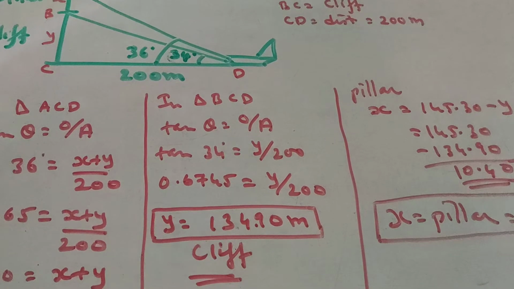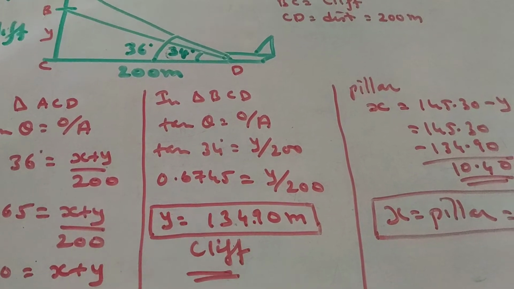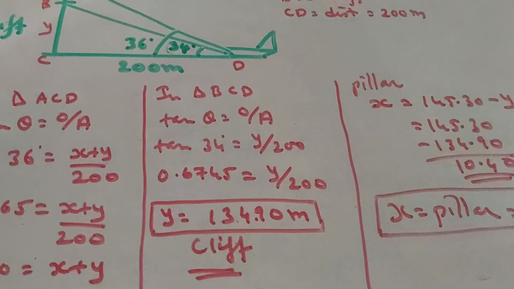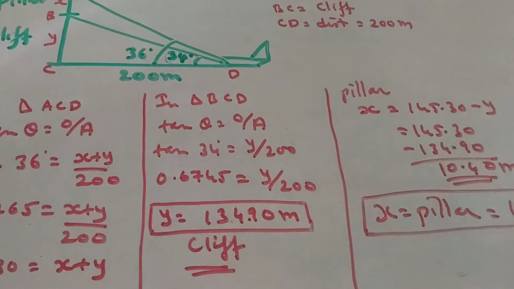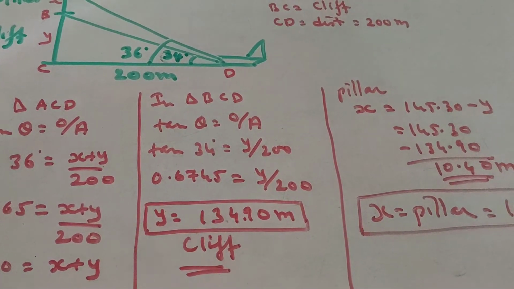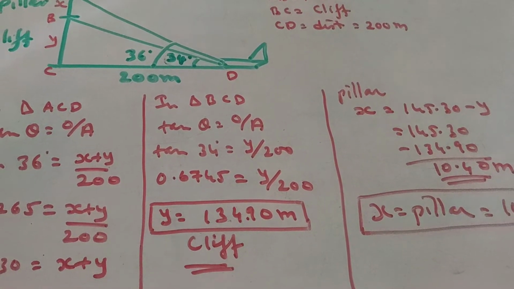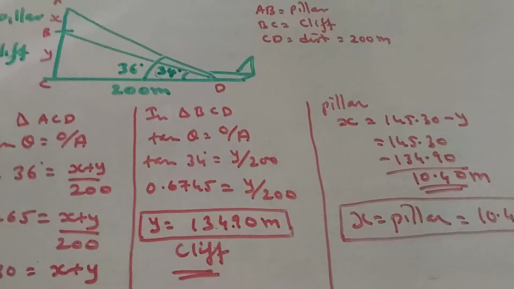200 multiplied with 0.6745, you get 134.90 meters, that is y, and y is the cliff. So the value of y is 134.90 meters, which is the height of the cliff. Now we have to find out the height of the pillar.